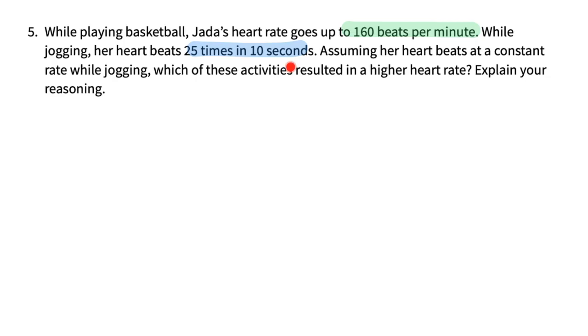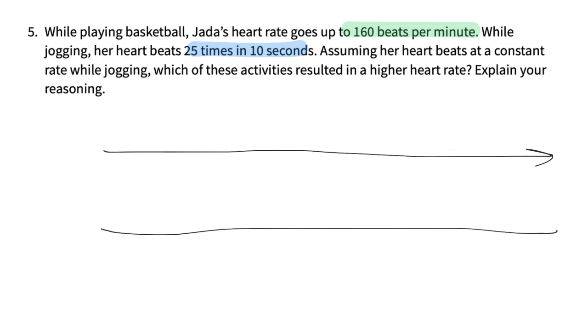Well, the idea is we know that there's 60 seconds in a minute. So we could do it in a double number line, it doesn't really matter. We can do a double number line. And there's our zeros right here. And let's call this seconds and let's call this heartbeats. And so we got 0 heartbeats, 0 seconds. So if we have 10 seconds, that gives us 25 heartbeats.